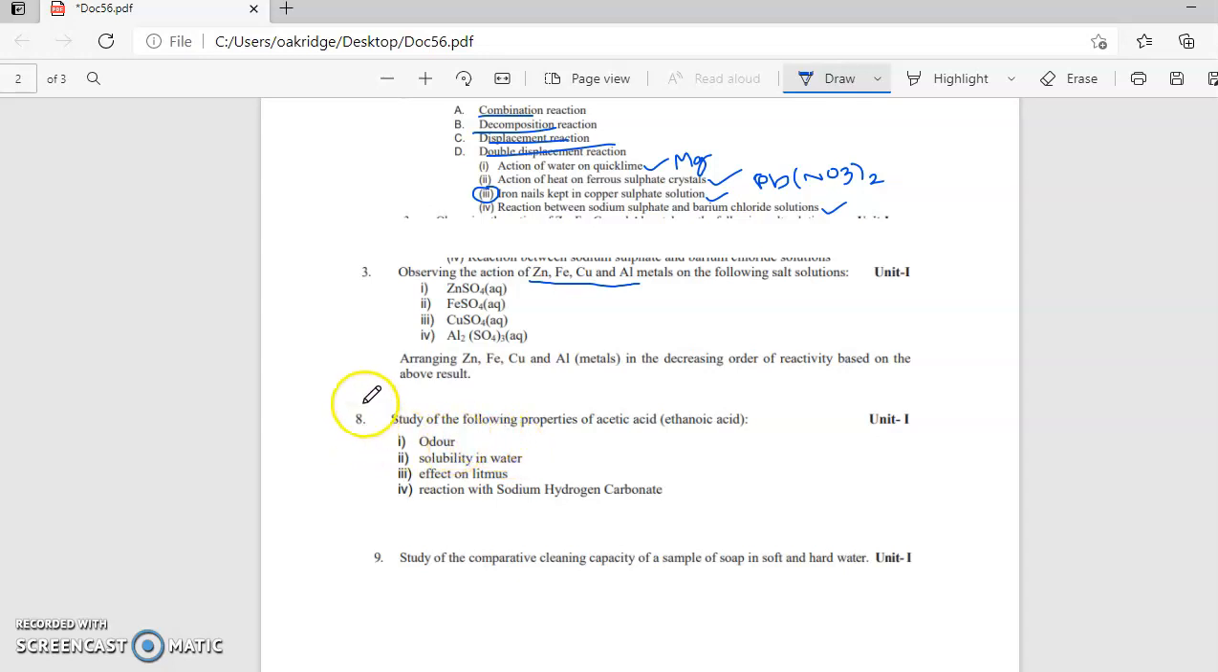Next, this is the second term, which is part of the carbon and compounds lesson. Acetic acid, also called ethanoic acid: what the odor is, what the solubility in water is, what the effect on litmus is, and the reaction of sodium hydrogen carbonate with acetic acid are studied in detail here. Next is the study of the comparative cleaning capacity of soap in soft and hard water. You study how the soap forms foam or does not form foam, and what could be the reason. So this is all about the practicals and the syllabus in 2021-22.